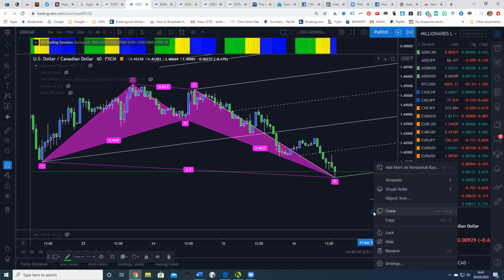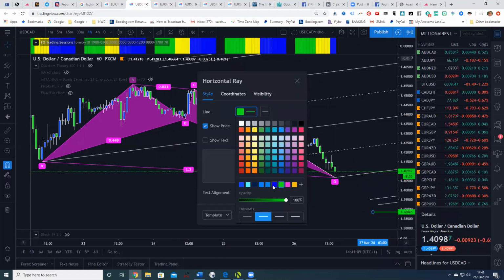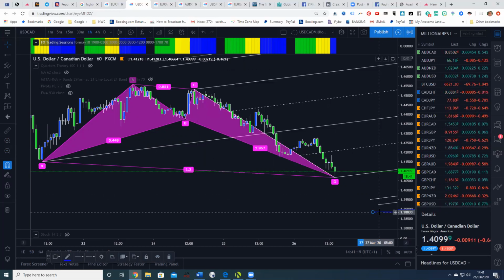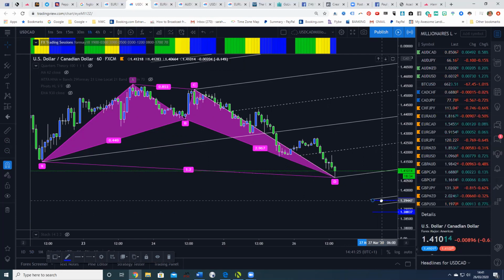Down here, settings, I like to change them to blue, and coordinates 1.38837, and then you can right click it and clone it, and we're going to move that up to our entry point, which the scanner says is 1.40377.